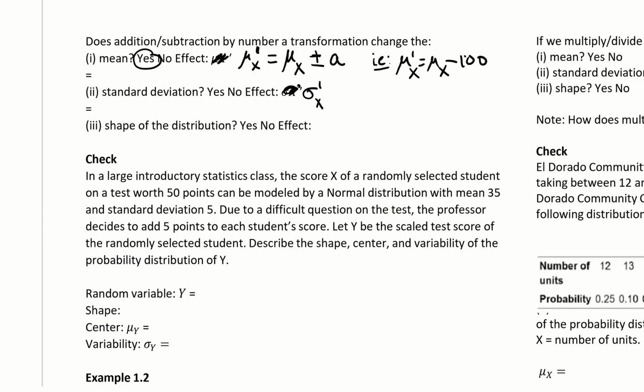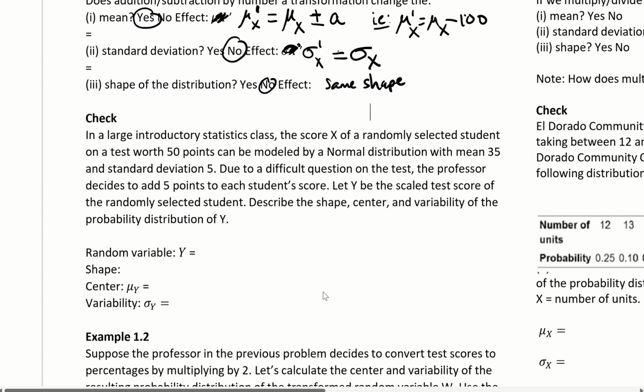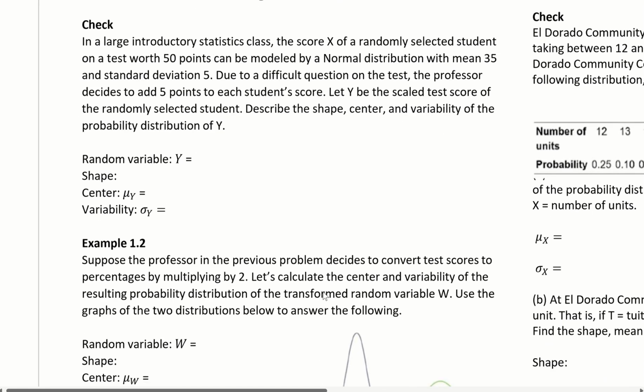Now, did it have an effect on the standard deviation? No. So the effect was that it did not change. Sigma x prime is equal to sigma x, okay? Did it affect the shape? No, right? The shape remained the same, so same shape. So addition or subtraction does not affect the shape. Go ahead and pause the video and see if you can try the following problem here.